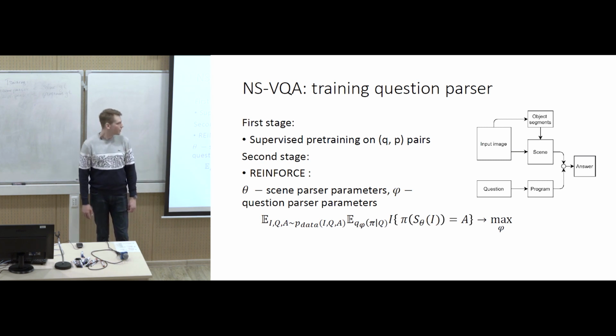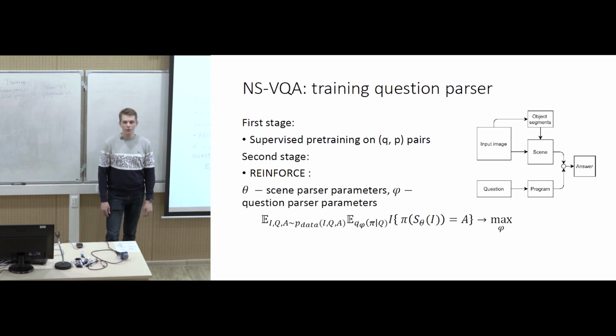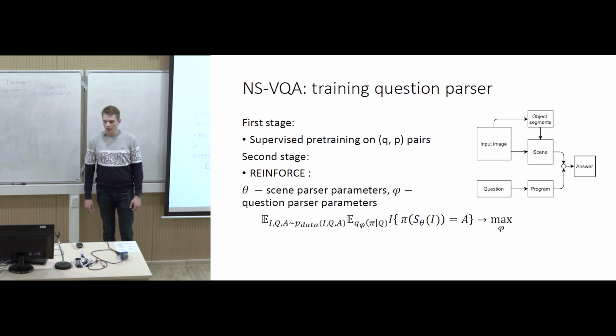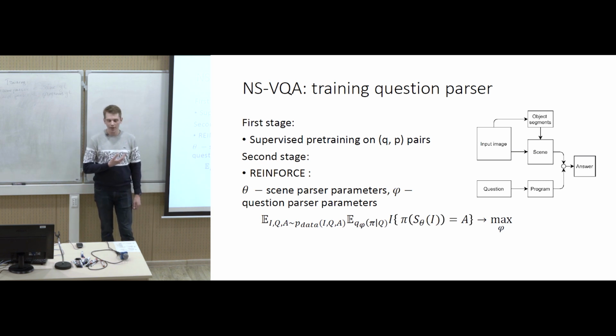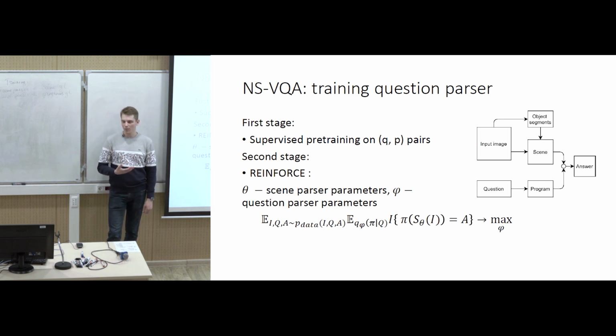The second stage of training is applying reinforce. So theta is the scene parser parameters, and phi is the question parser parameters. And in this scenario, we maximize the probability of our program conditioned on a question of giving a correct answer, where the image denoted by I, the question denoted by Q, and the answer denoted by A are generated just by taking them from the empirical distribution of the dataset.